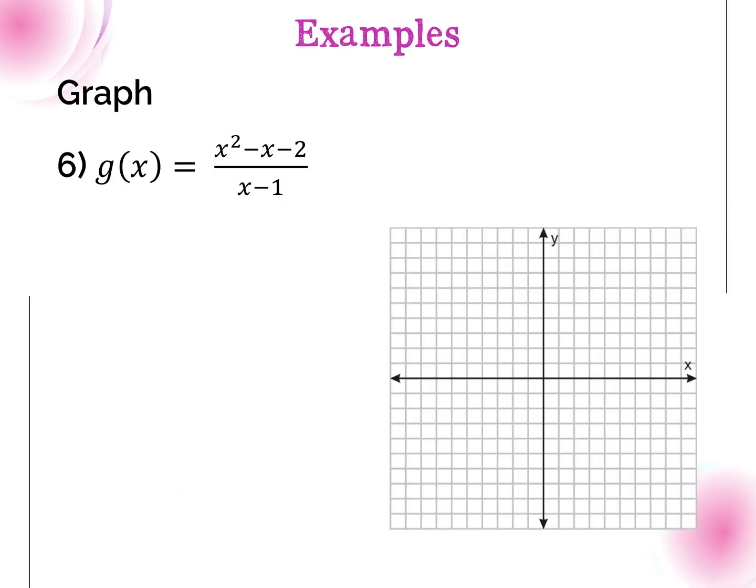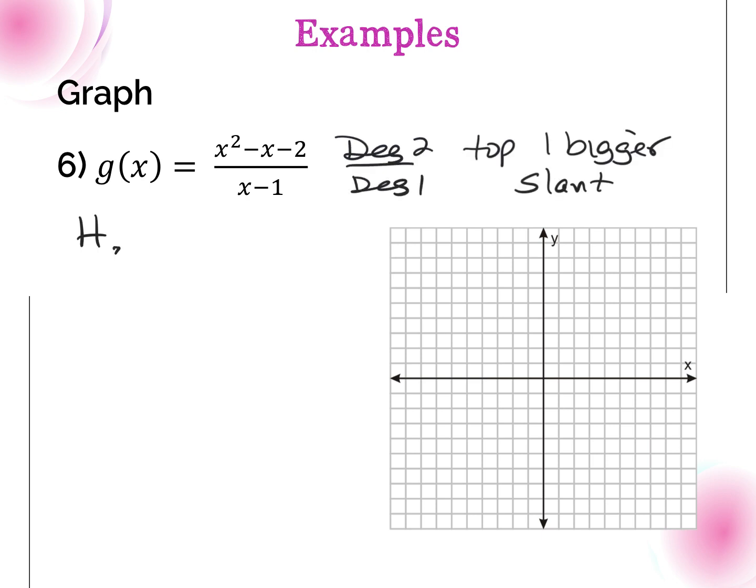All right, number 6. Again, we're looking at the degrees. Degree of 2, degree of 1. My horizontal asymptote is none because the top is bigger. But because it's 1 bigger, I have a slant. So I'm going to do long division.